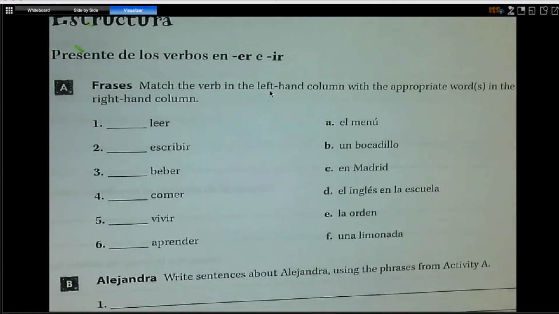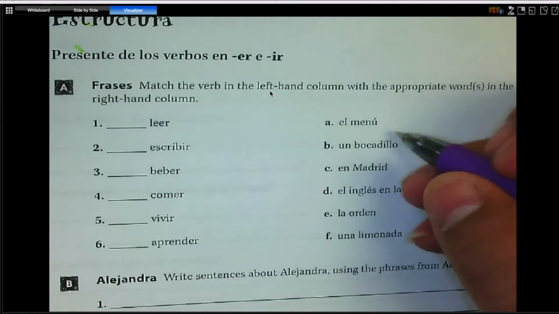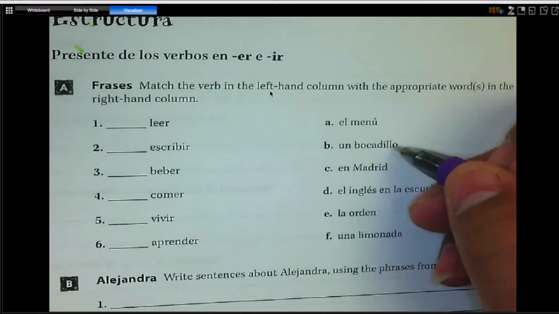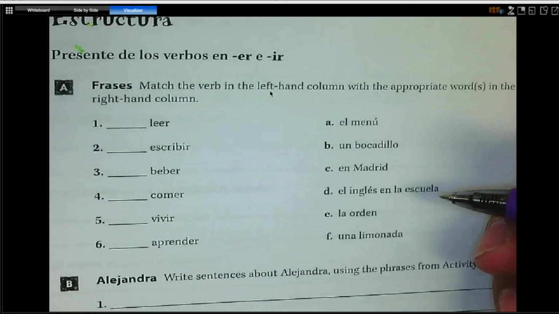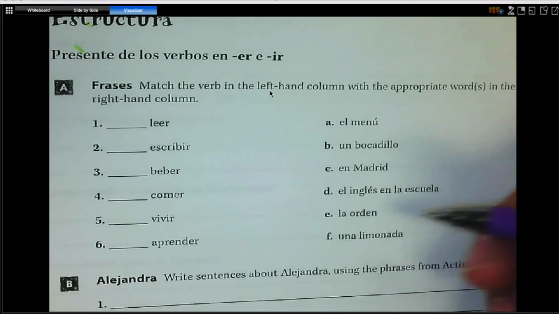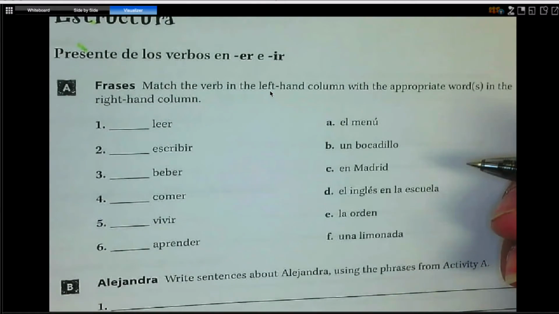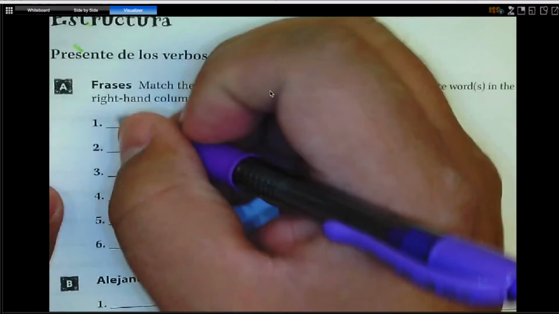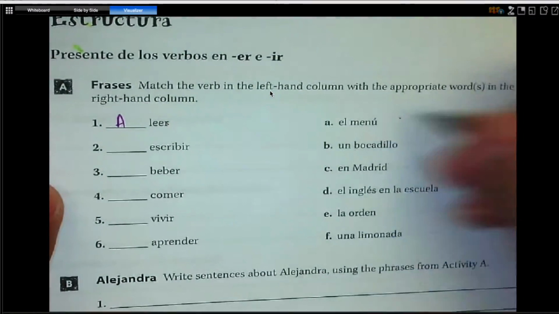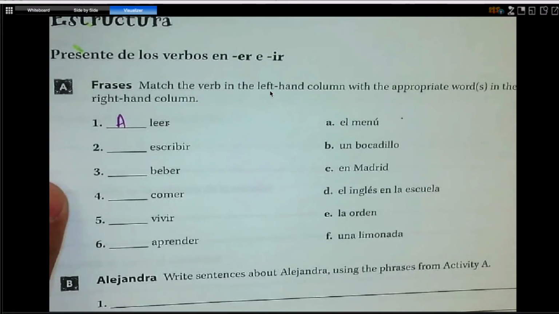So we got leer. Let's see what we have here. We got el menú, un bocadillo, which is a sandwich, en Madrid, el inglés en la escuela, la orden, una limonada. Okay? So probably leer would go with A, right? You would read the menu. All right, let's do one more together.